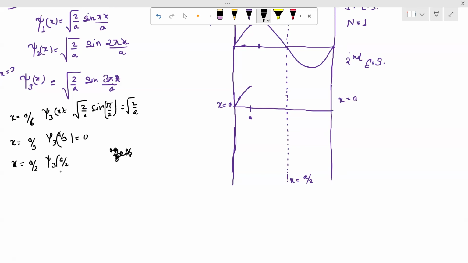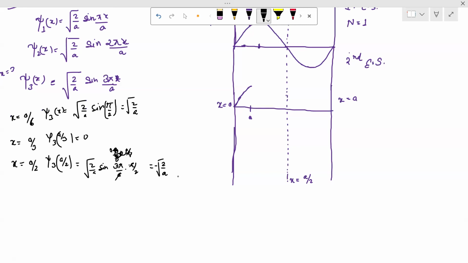psi 3(a by 2) will be what? Just think about it. Psi 3(a by 2) will be equal to root over 2 upon a sine of 3 pi upon a into a by 2. So a cancels, and sine of 3 pi by 2 is minus 1. So this will give you negative of root over 2 upon a. Is that fine?